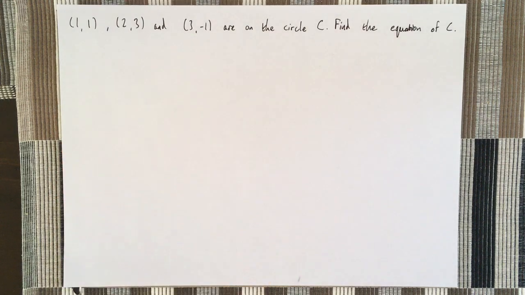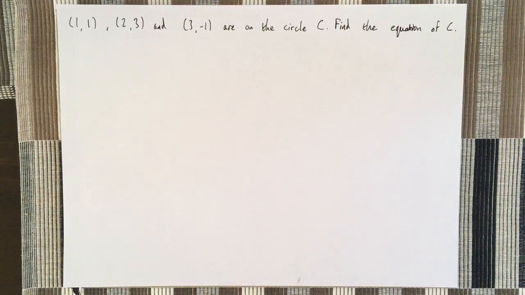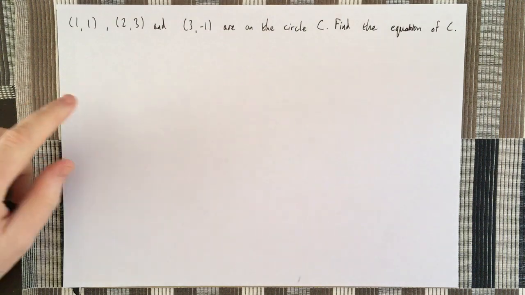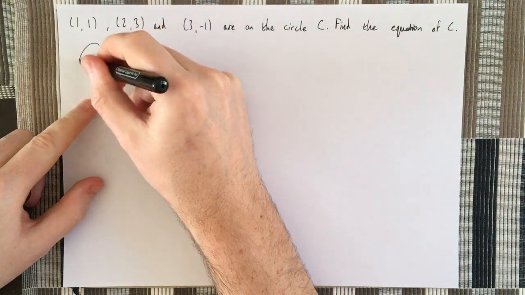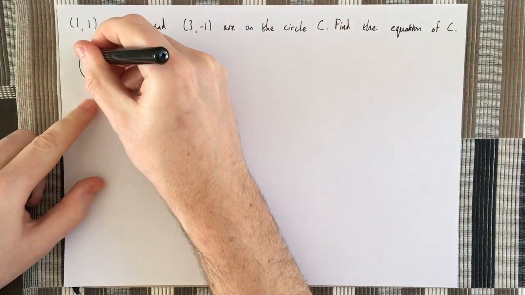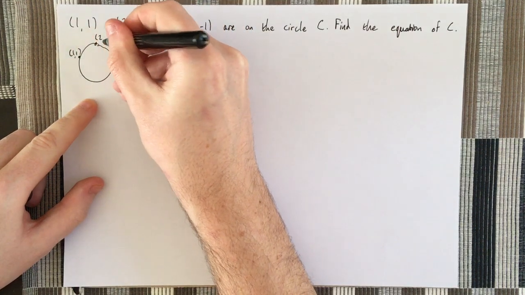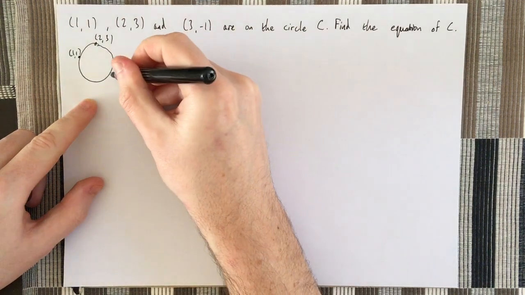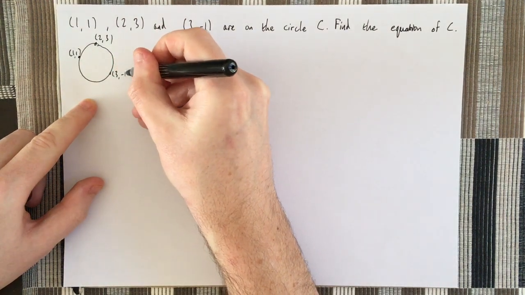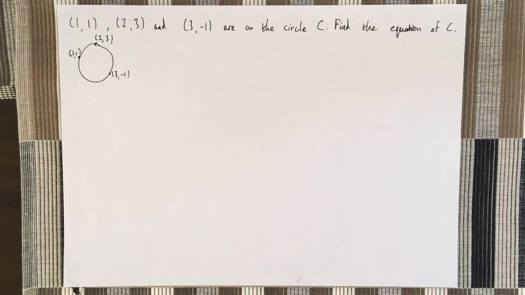(1, 1), (2, 3), and (3, -1) are on the circle C. Find the equation of C. So the situation described here is a circle, and (1, 1) is a point on it, (2, 3) is a point on it, and (3, -1) is a point on it.